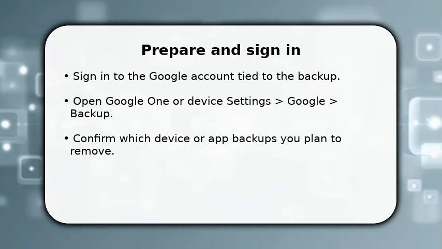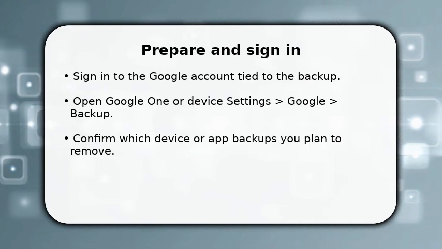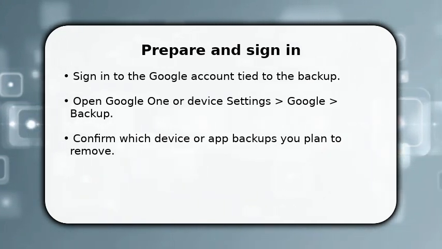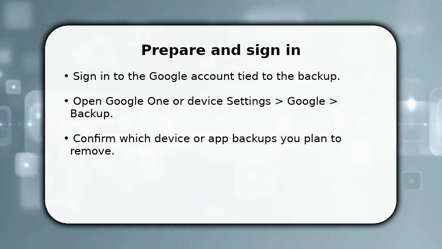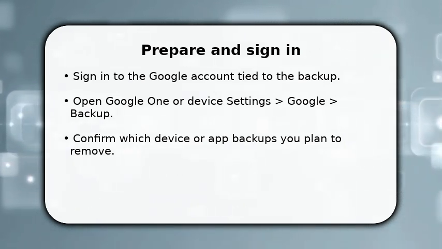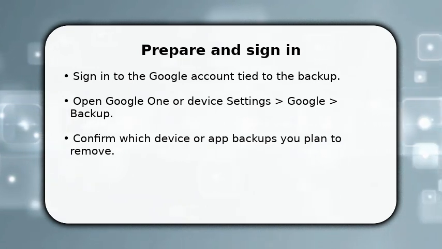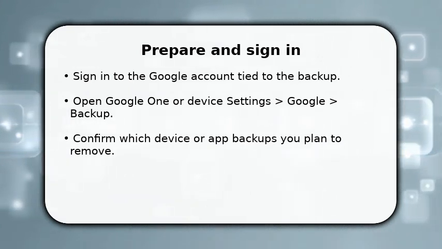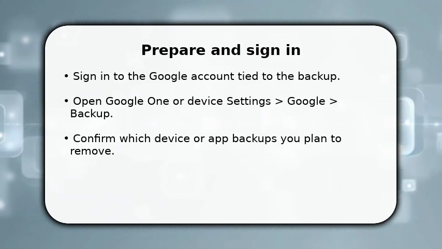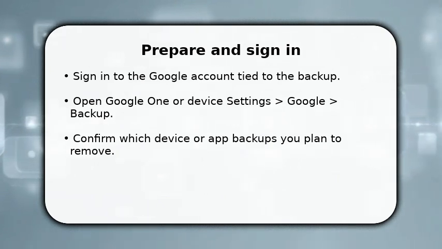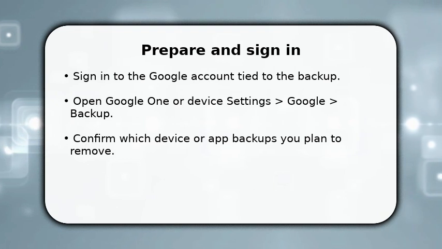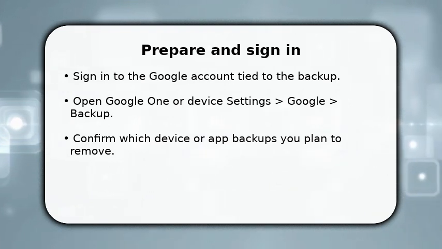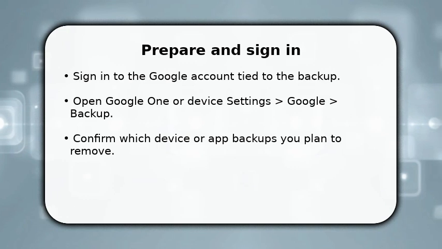You need to be signed into the Google account that holds the backup. Once signed in, go straight to Google One or your device settings Google Backup. Make sure you identify the exact device backup or app backup you intend to delete so you don't remove something important. While you're there, check storage usage to confirm the backup exists and how large it is. If two-step verification is on, have your phone ready to approve the login so you can proceed without interruption.